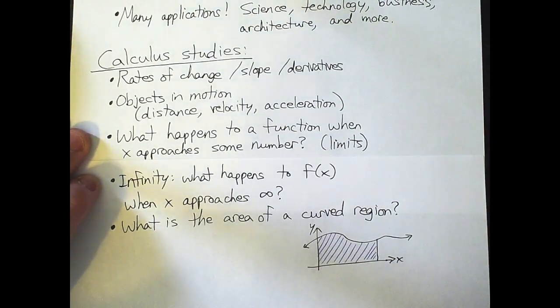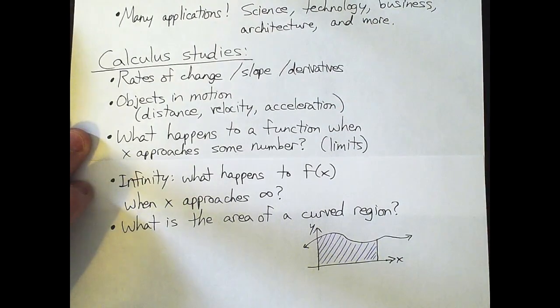I mean, we know how to do the area of a rectangle or the area of a triangle or the area of a circle, but what about a weird shape like this? So it looks like the left side of it is flat, the bottom is flat, the right side of it is flat, but the top is curved, and that's what makes it an interesting question. So calculus shows you how to answer that.